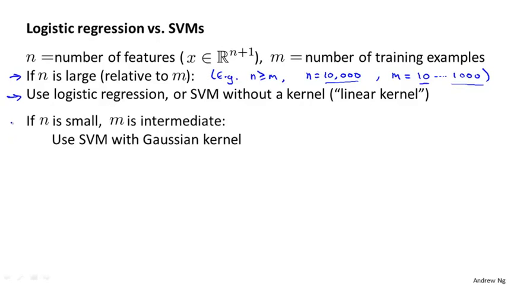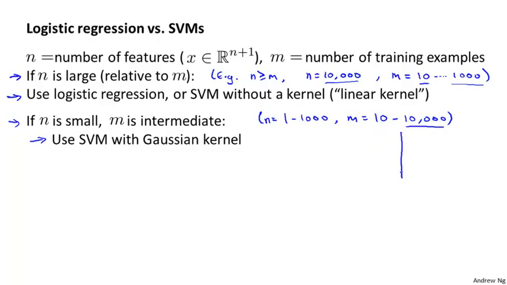Now, if n is small and m is intermediate, so what I mean by this, if n is maybe anywhere from 1 to 1,000, 1 would be very small, but maybe up to 1,000 features, and if the number of training examples is maybe anywhere from 10 to maybe up to 10,000 examples, maybe up to 50,000 examples. So if m is pretty big, like maybe 10,000, but not a million, right? So if m is intermediate size, then often an SVM with a Gaussian kernel will work well.